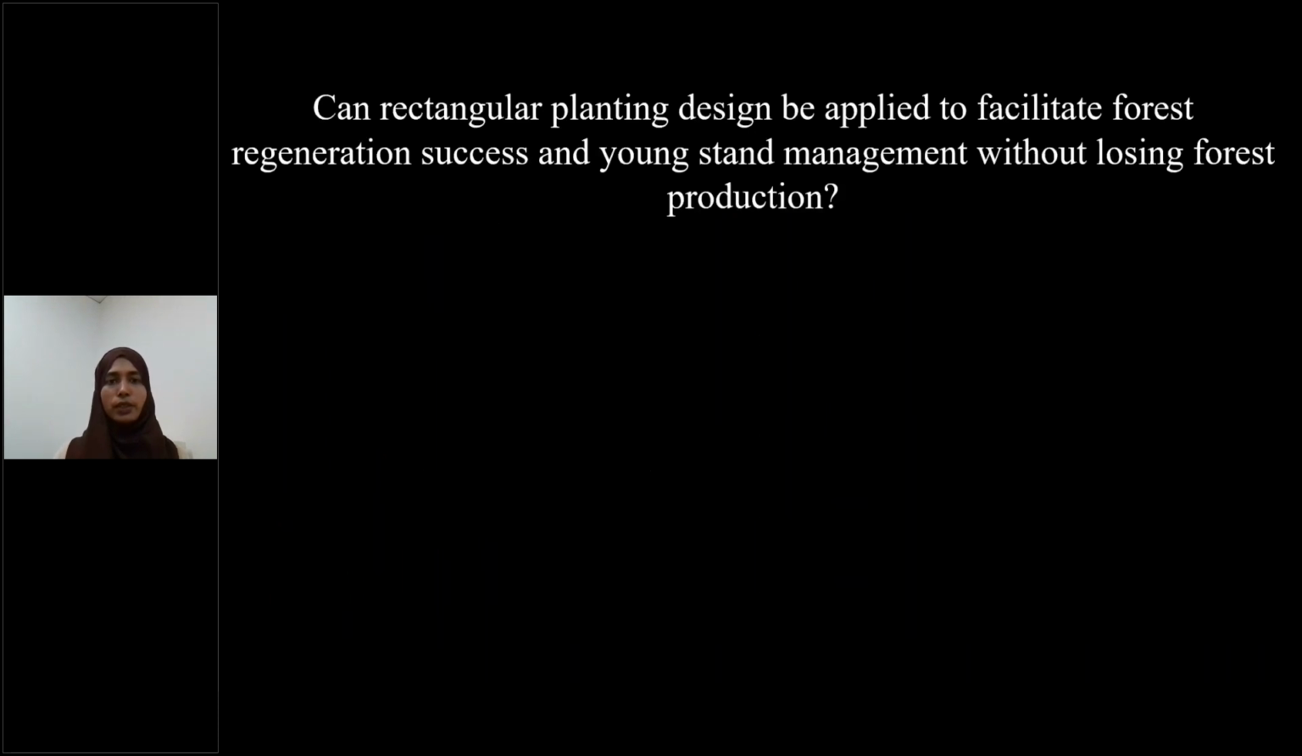Okay, moving to the next research question. So in Sweden, it's common practice to use a square planting design, like 2 by 2 meter distance, when they plant trees. But many researchers outside Sweden showed that rectangular planting design had no effect on mostly volume production and also wood quality. And rectangular planting design can provide so many benefits to facilitate forest management, which I will talk about later.